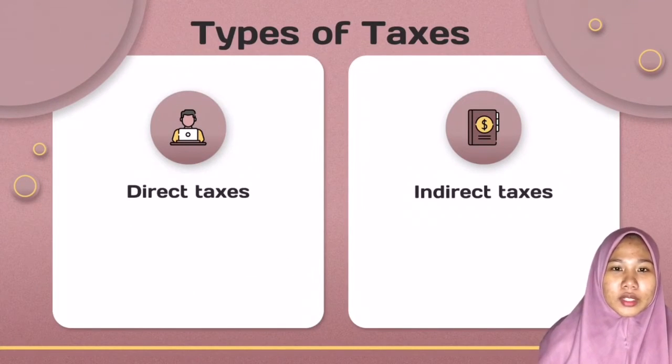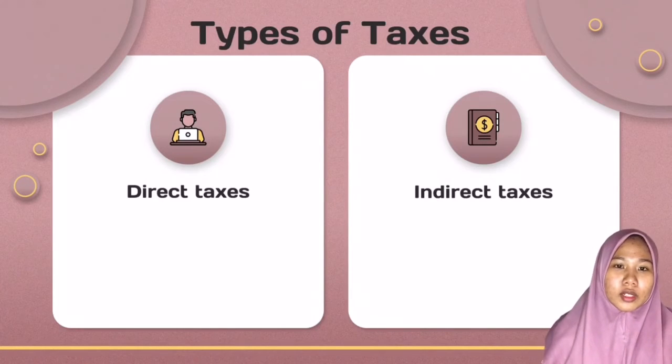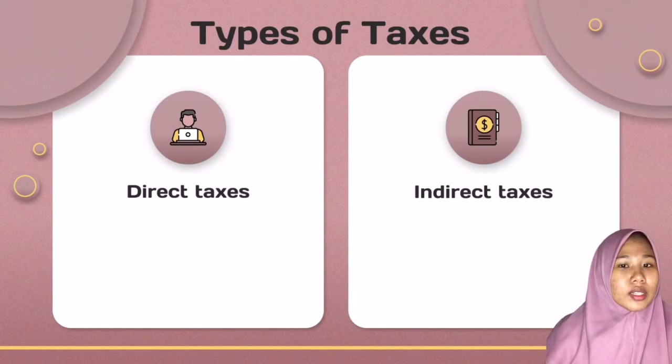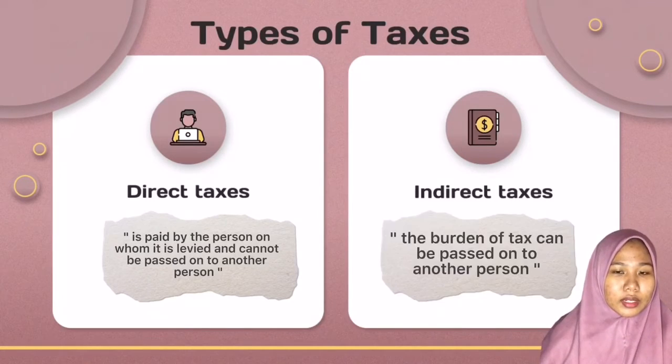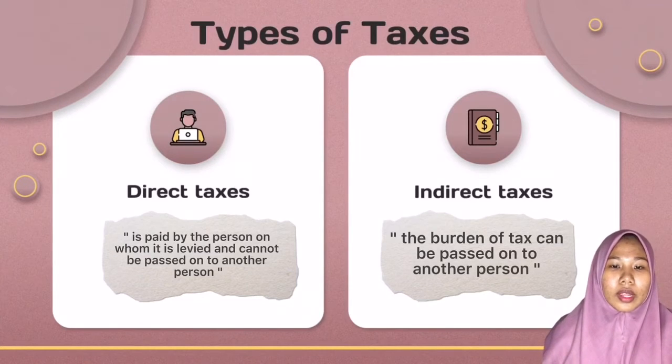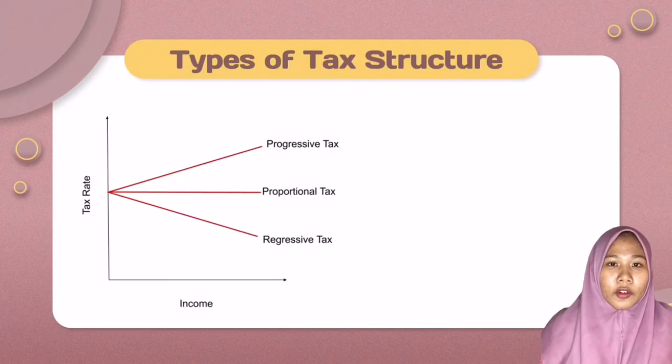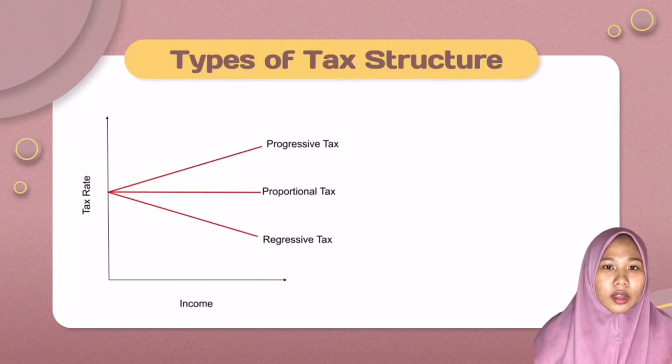Types of taxes. There are two types of taxes: the first one is direct taxes and the second one is indirect taxes. Direct tax is paid by the person on whom it is levied and cannot be passed on to another person. Indirect tax is a tax in which the burden of tax can be passed on to another person. For types of tax structure, there are three structures into which taxes are divided.